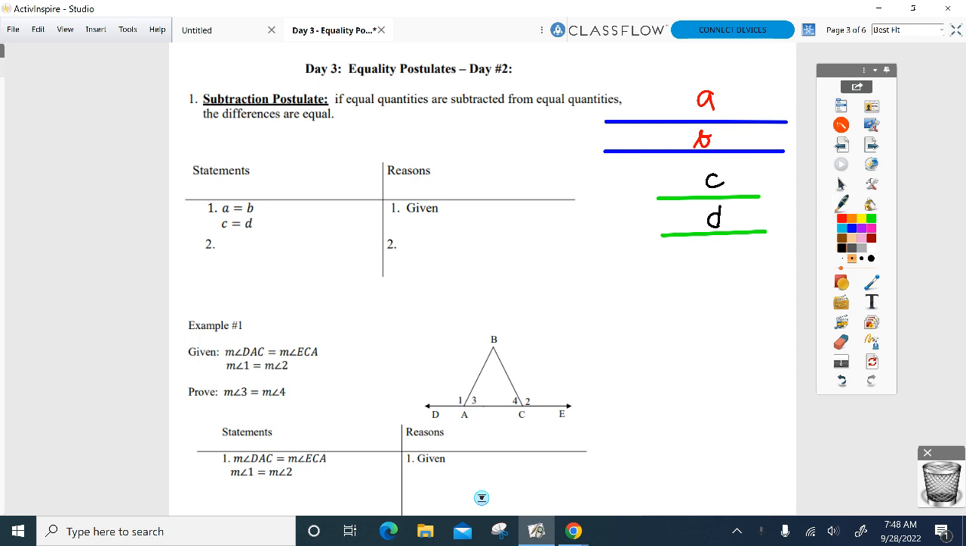Using subtraction now, tell me which pairs I can subtract from each other, and the results will be equal. Okay, I'm going to call a couple people here. Tell me which line segments I can subtract from each other, and the results will still be equal. So this segment minus this segment is the same length as this segment minus this one.